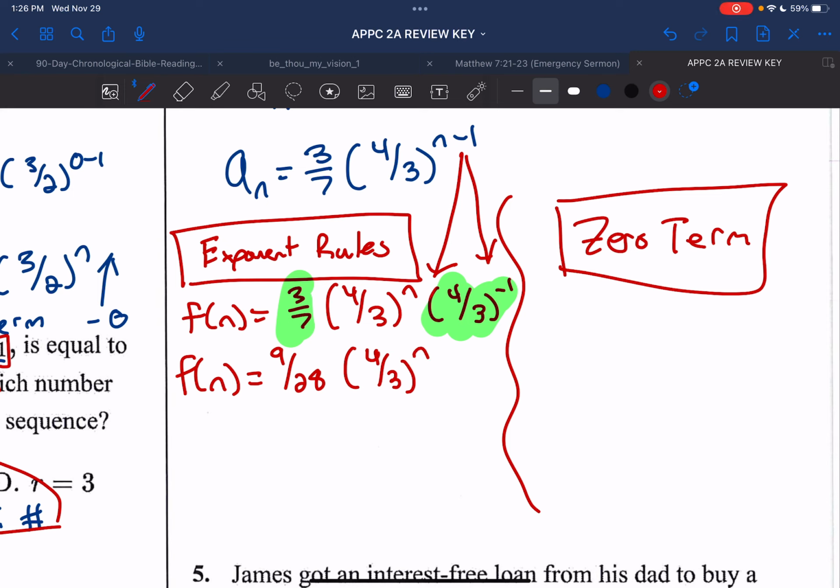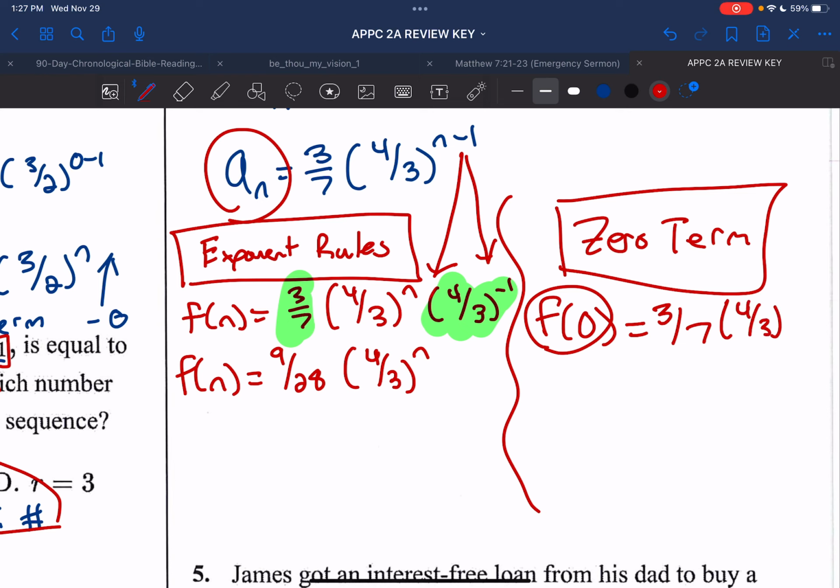And to show you for the zero term, you can do the same thing. I could find my zero term by plugging in f of 0 equals, because I'm using these interchangeably. I can plug in my 0 into my equation to find my zero term. Type in every bit of this into my calculator. So 3/7, parenthesis, 4/3 to the 0 minus 1 power, and that'll give me 9/28, and then just rewrite it. The f of n equals 9/28 times 4/3 to the n.